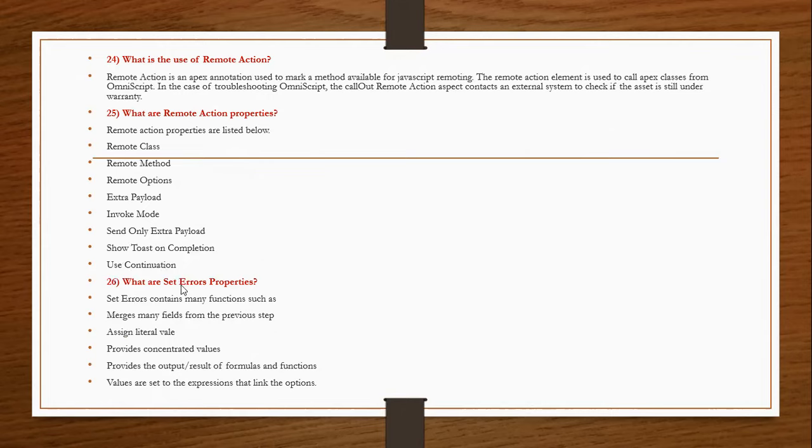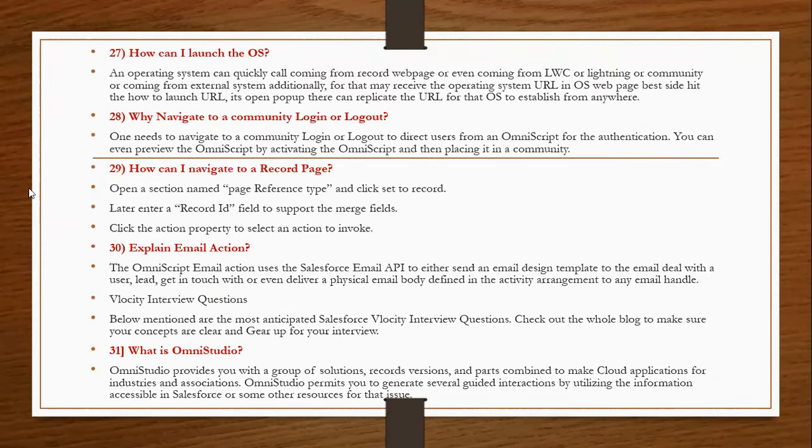Next question: what are the set errors properties? Set errors contain two functions such as merging any fields that can be provided, the expression assigned to the return will provide the component and values and provide the output result of the formulas and the functions, where you do not set up the expression that is a link to the options.